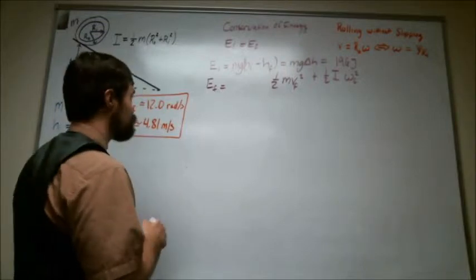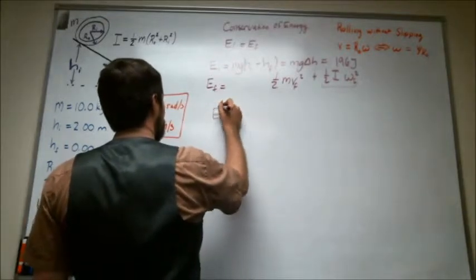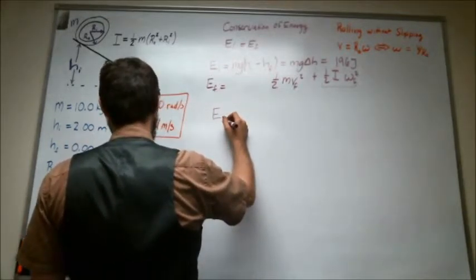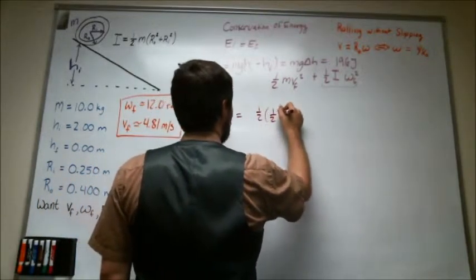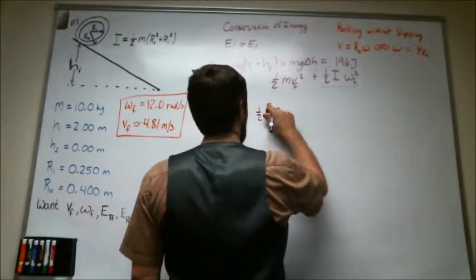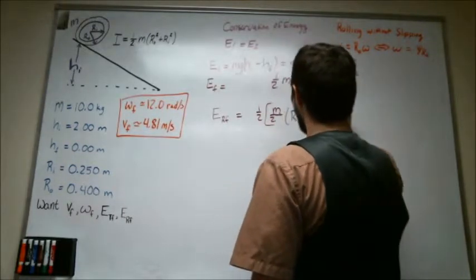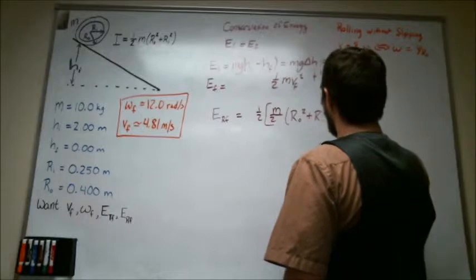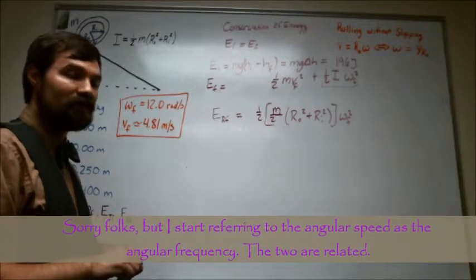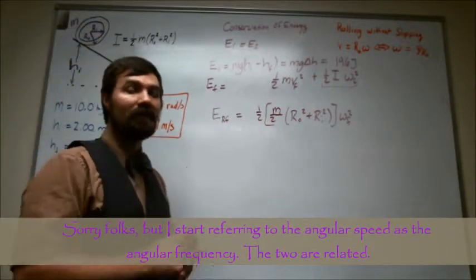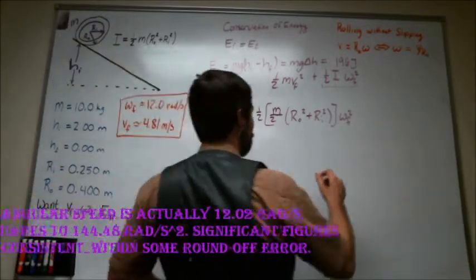So the rotational energy is this term right here. So E rotational kinetic is 1/2 times half of the mass times outer radius squared plus inner radius squared times the frequency squared. So actually the frequency squared, for what it's worth, this number squared comes out to 144, and actually there's some round off going on here. It's actually 144.5.